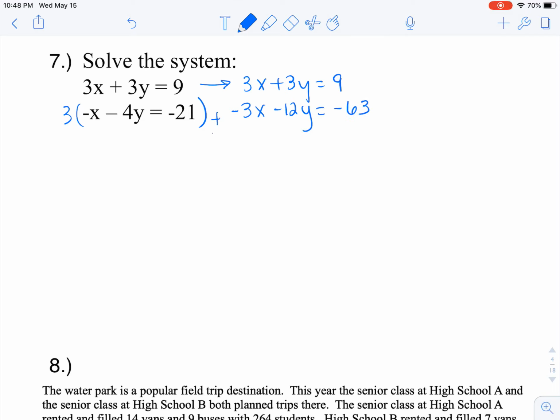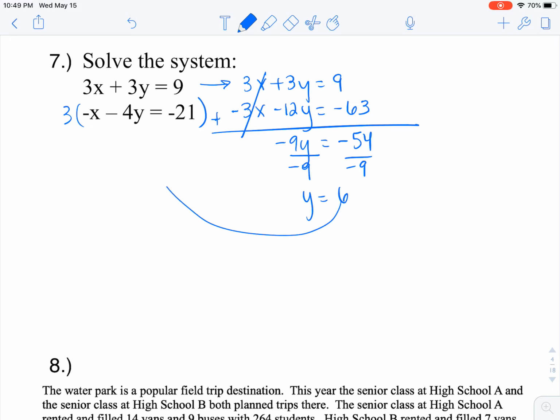All right, and then we add these together. So 3 plus negative 3 is going to be 0, so these cancel. This is negative 9y equals negative 54. We divide that out, and we get y equals 6. So now that I know that y equals 6, I'm going to plug that into any of the equations.